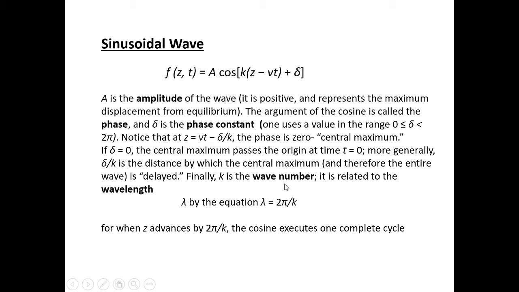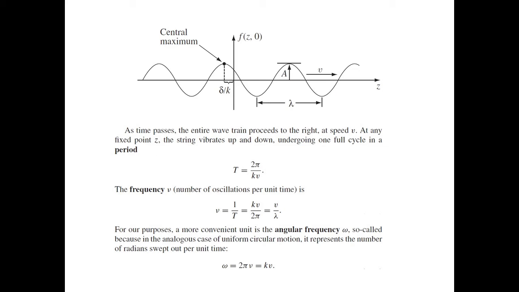Finally, k is the wave number. It is related to the wavelength. Here we can see that if we apply z = vt - delta/k, there is a central maximum. If delta equals 0, the central maximum passes the origin at time t = 0. Lambda equals 2 pi by k. When z advances by 2 pi/k, the cosine executes one complete cycle.